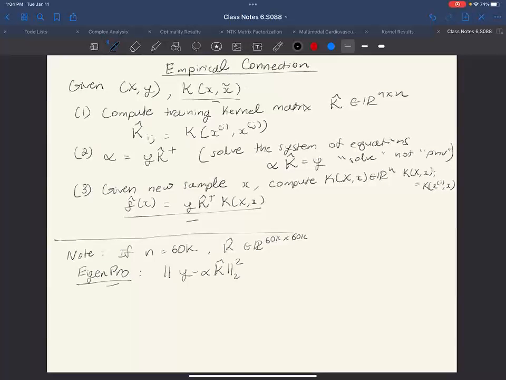Okay, so this is the first practical note that I had. The second cool thing about kernel regression, I'll just call this a note on fast kernel regression solvers.